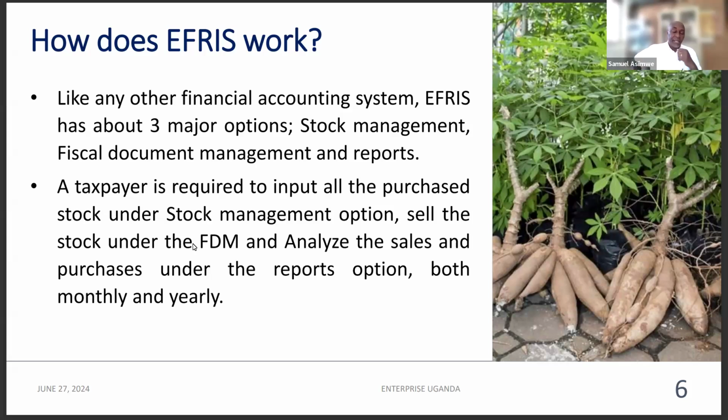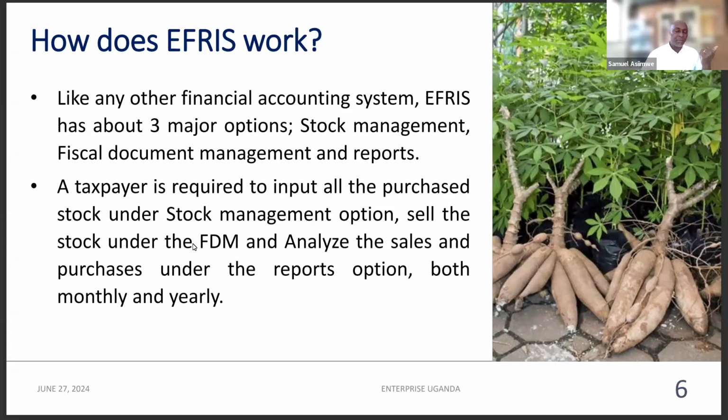Still under the physical document management, you are able to analyze your receipts of the day, your sales of the day, and you are able to say how many invoices have I made in a day, how many invoices did I make yesterday? Then within the same option, you are able to do adjustments on the sales.